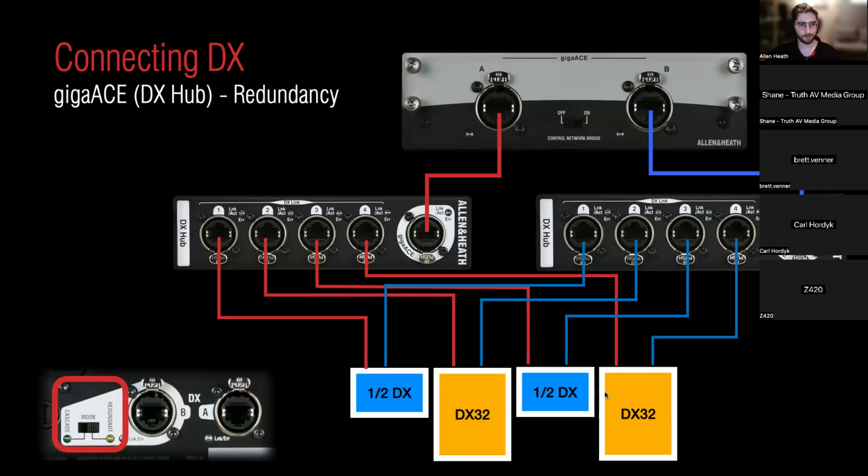And by the way, I'm putting DX32s and 168s or whatever here, but it's important to note that all of these are interchangeable. It doesn't really matter which one you use where and which connects to which port. What matters is that you're just consistent. So 1 and 1 are both going to the same stage box, and 2 and 2 are going to the same stage box, and so on.